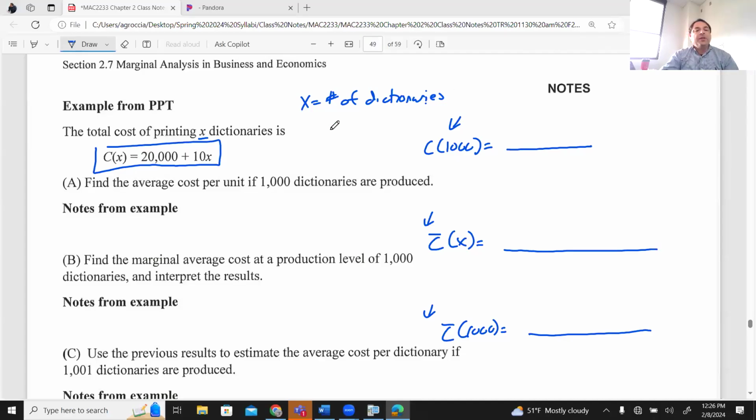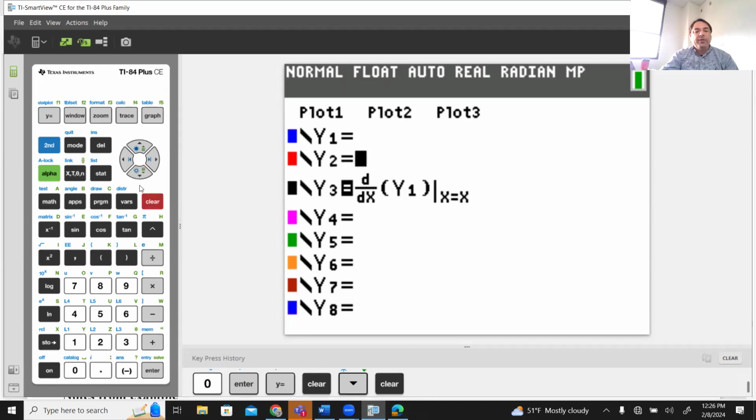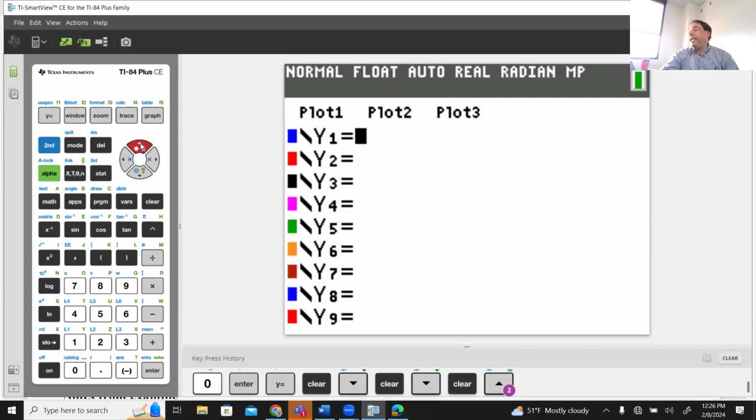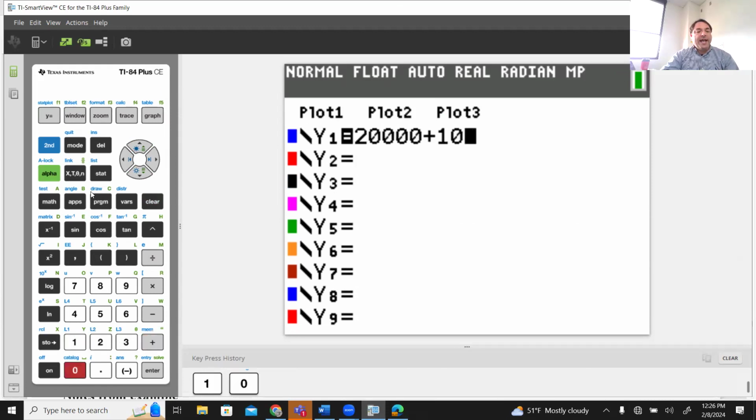Nice and slowly. Let's just get rid of everything we have. We're going to go to the calculator, get rid of Y1, get rid of Y2, get rid of Y3. Let's start nice and slowly. I gave you total cost. Total cost is 20,000 plus 10x.